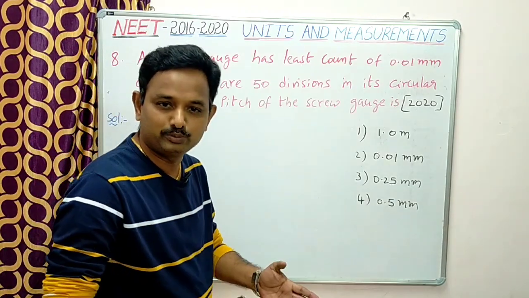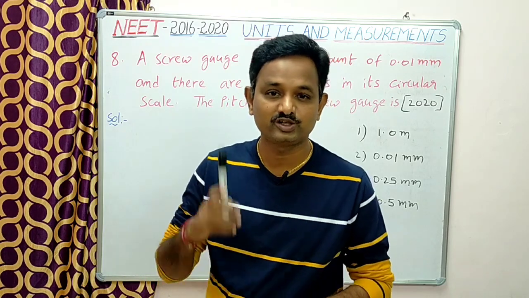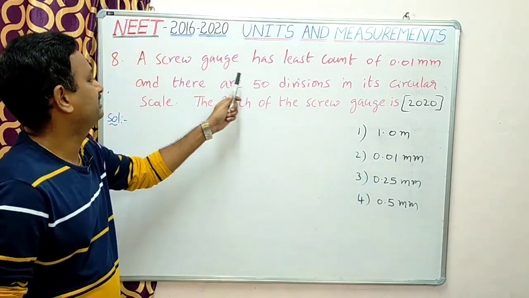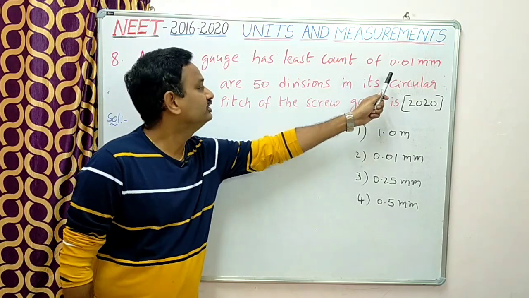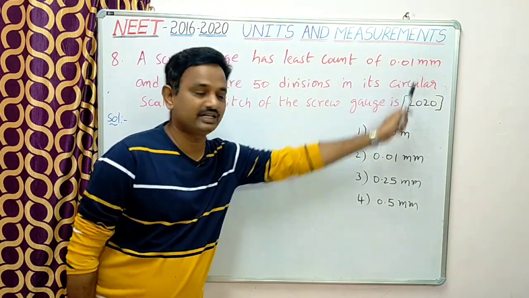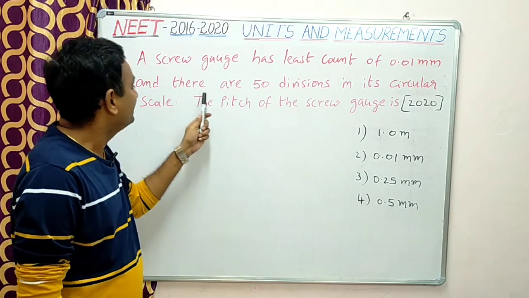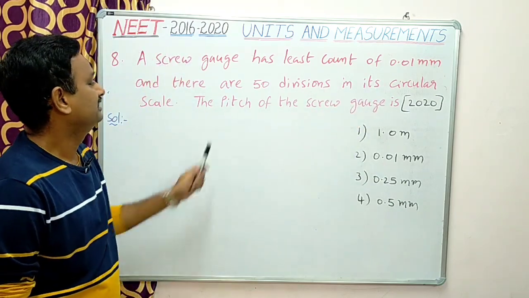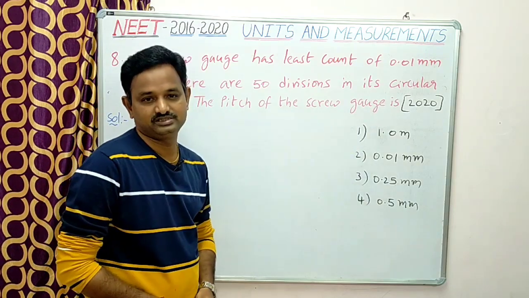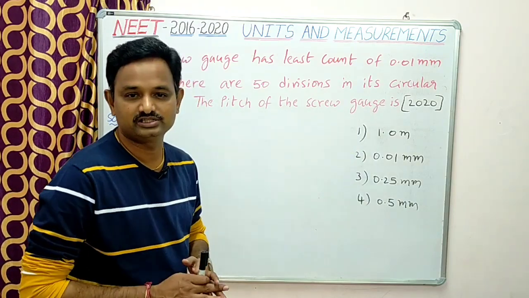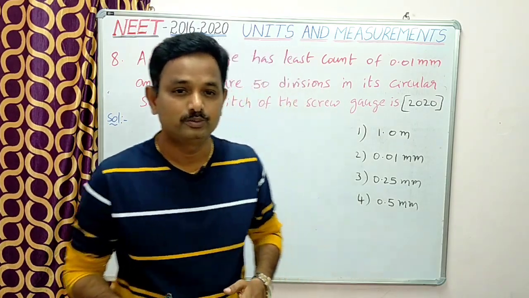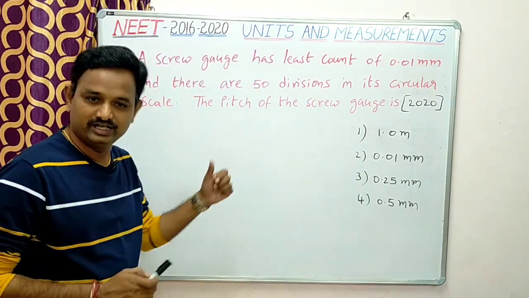Now third problem. Third problem is on screw gauge. Look at here. A screw gauge has least count of 0.01 millimeter and there are 50 divisions in its circular scale. The pitch of the screw gauge is. What is meant by pitch of the screw gauge? Pitch means distance covered by the screw per one revolution. Look at here.